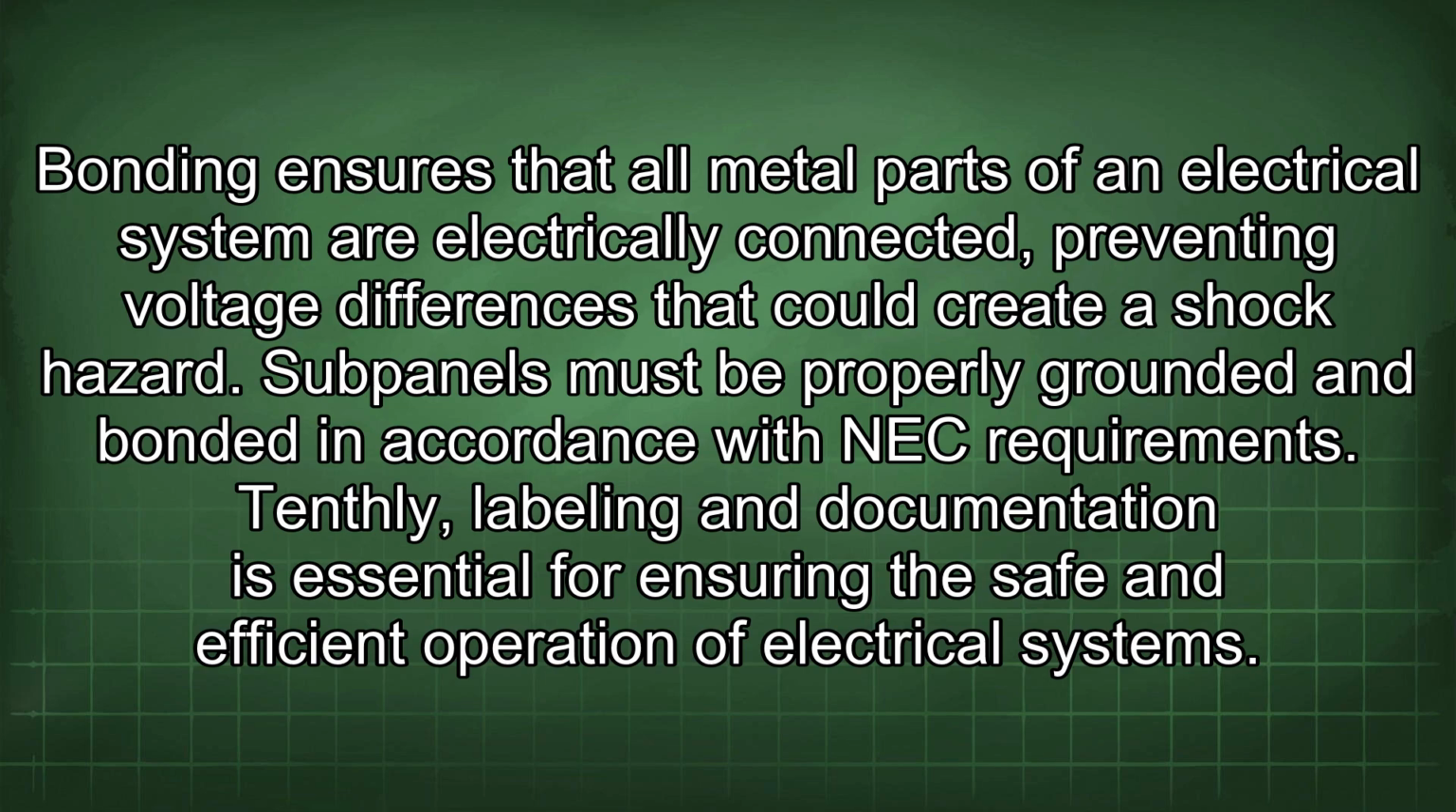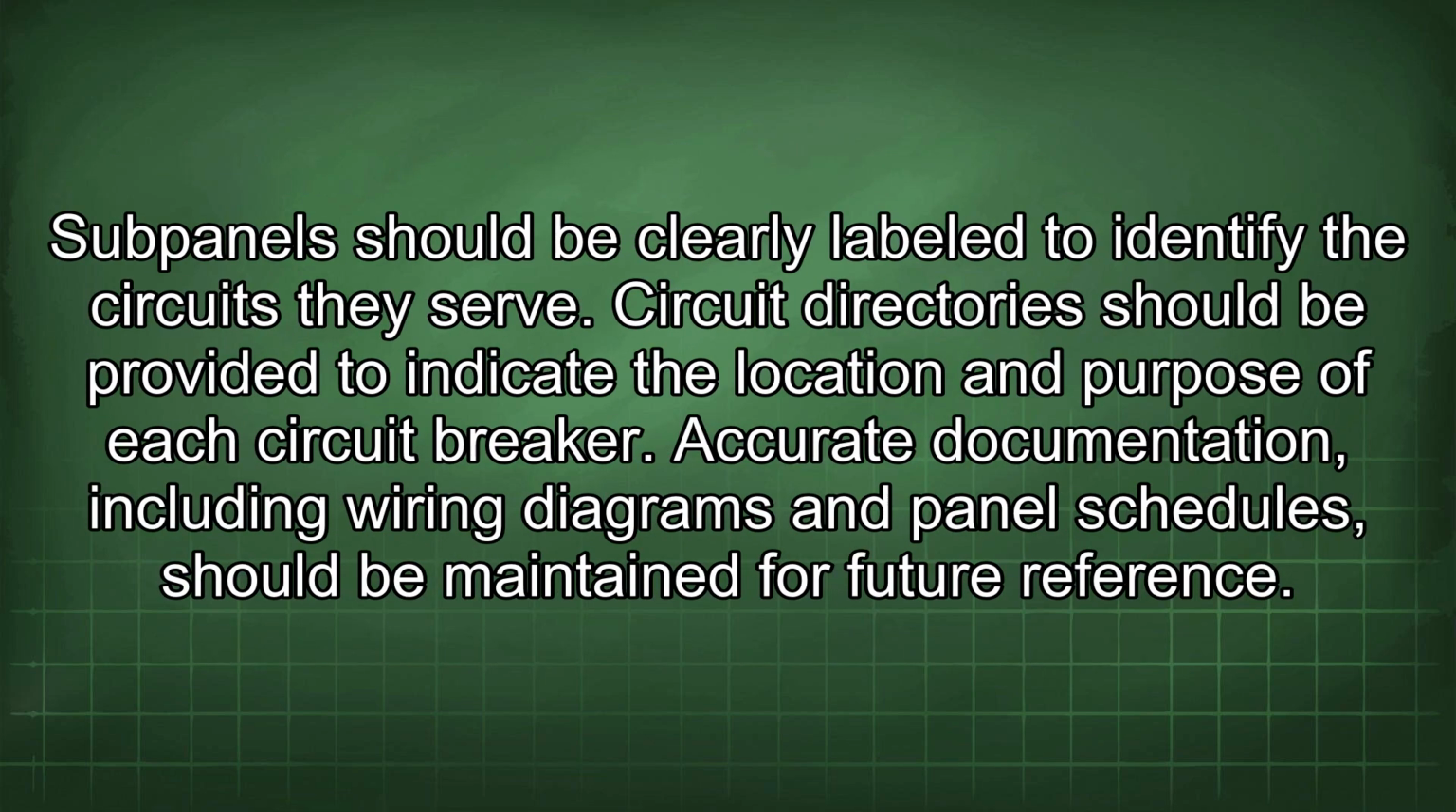Tenthly, labeling and documentation is essential for ensuring the safe and efficient operation of electrical systems. Subpanels should be clearly labeled to identify the circuits they serve. Circuit directories should be provided to indicate the location and purpose of each circuit breaker. Accurate documentation, including wiring diagrams and panel schedules, should be maintained for future reference.